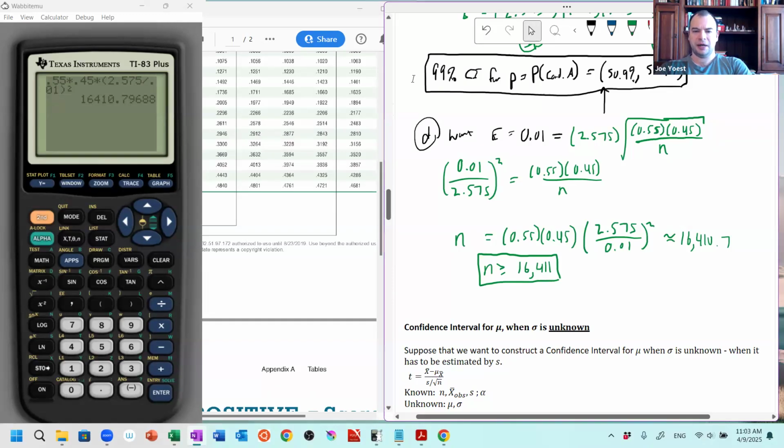Okay, let me pause my share really quick here so I can swap out my tables. I'm going to bring up the T table now. Okay.